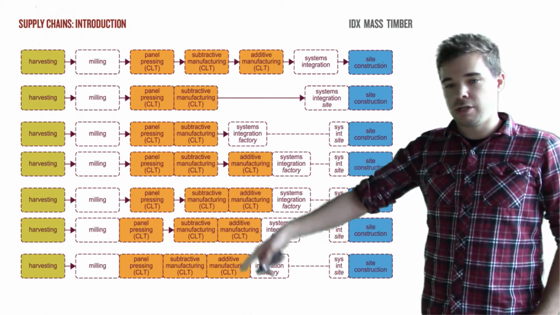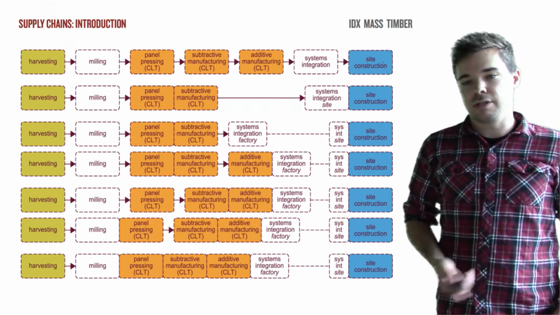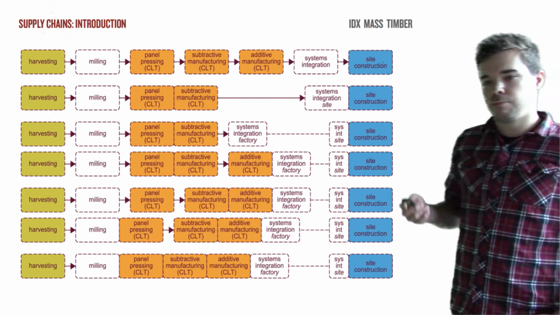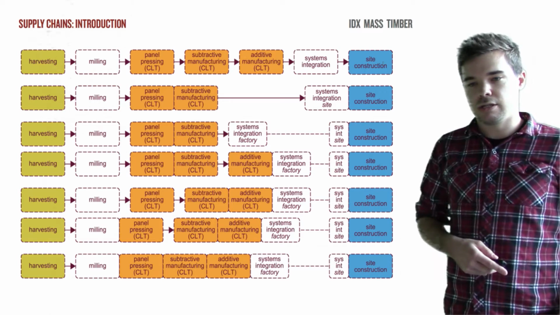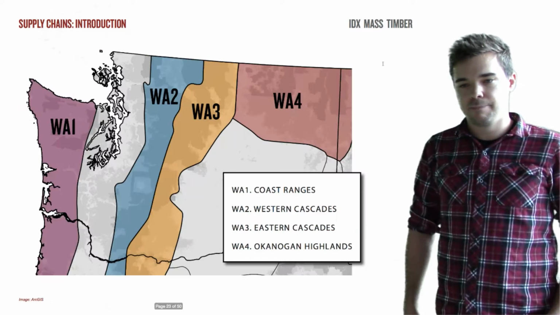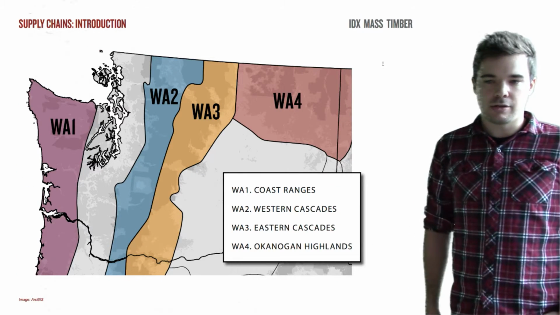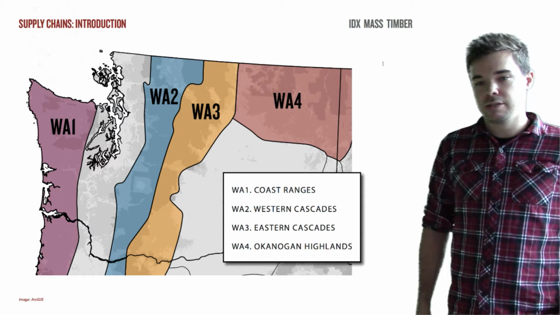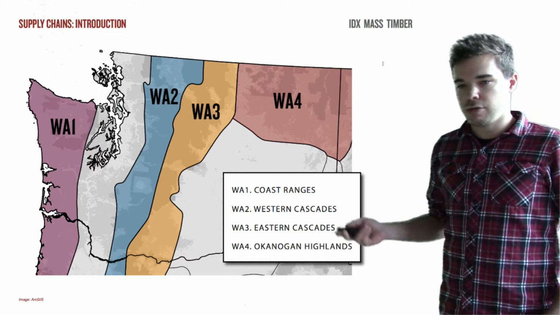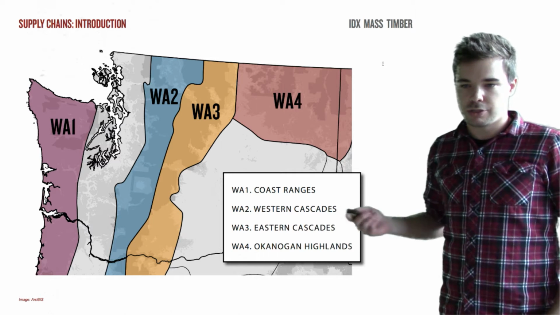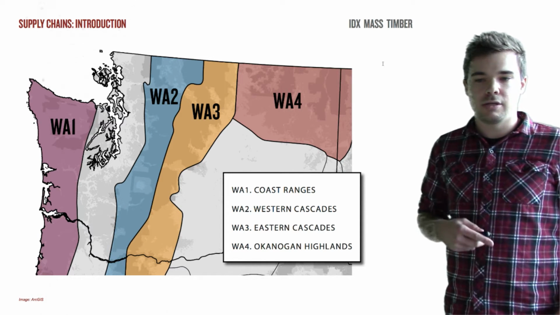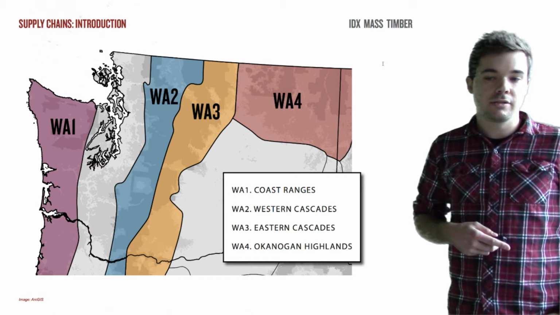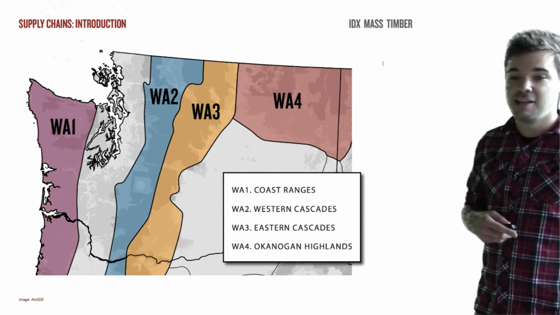In presentation 1, we did a thorough analysis of the harvesting phase, and then in our most recent presentation we did a lot of our site construction analysis. So we're going to take a look at the stuff in the middle today. We're focusing on 4 ecoregions. These are our 4 different supply chains, and from west to east we're going to call them WA1, WA2, WA3, and WA4. This consists of the Coast Ranges ecoregion, the Western Cascades ecoregion, the Eastern Cascades ecoregion, and the Okanagan Highlands.